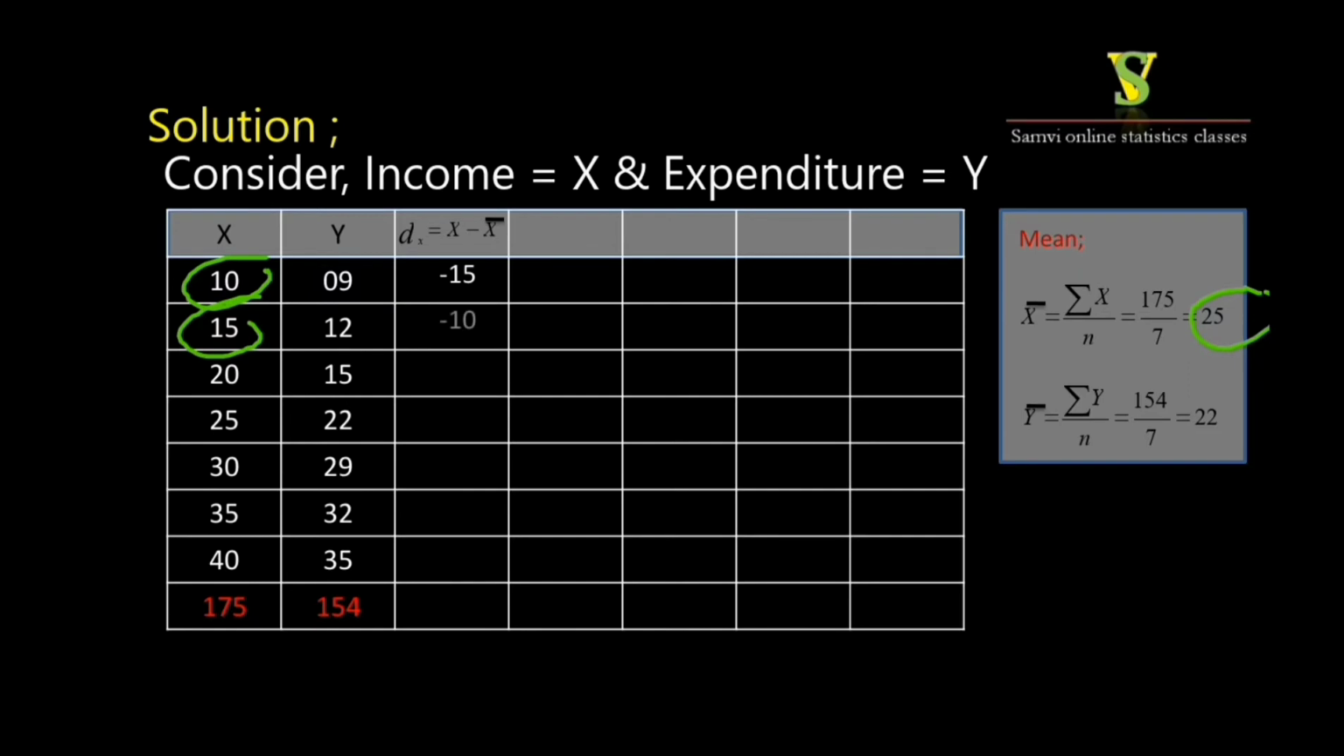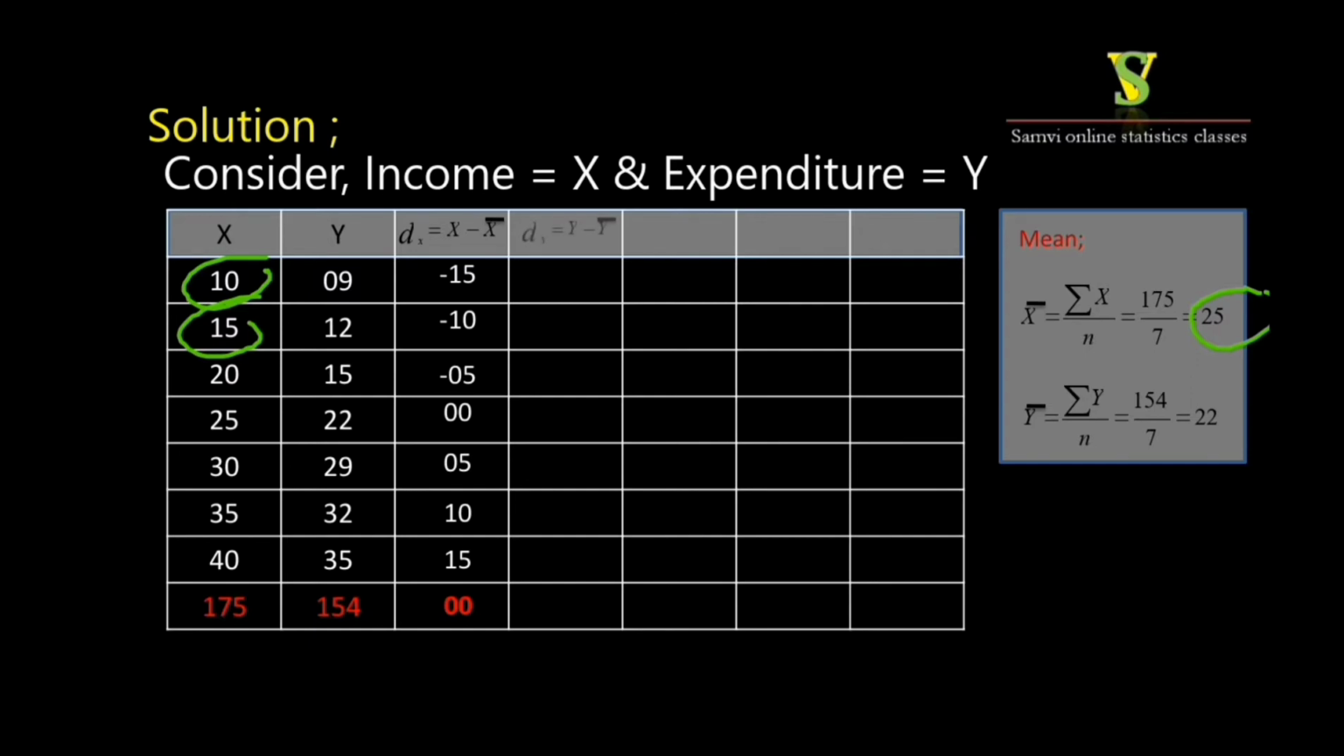Understood? So like this you have to calculate. 20 minus 25 will get here minus 5. 25 minus 25 will get 0. 30 minus 25 will get 5. 35 minus 25 will get 10. 40 minus 25 will get 15. And if I take the total, it could be 0. Once you calculated dx, now you have to move for dy.